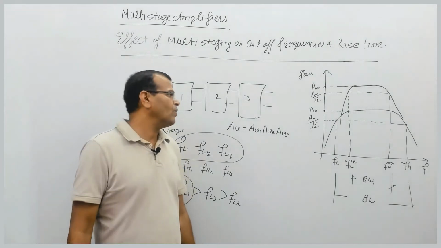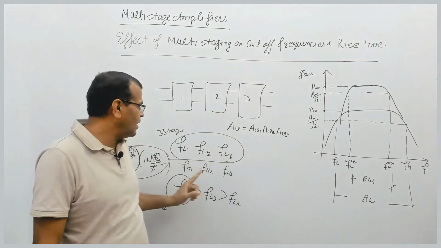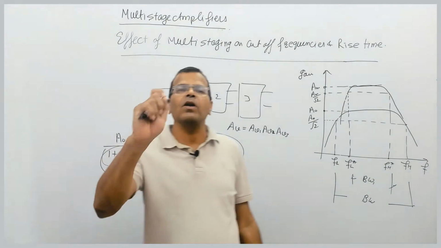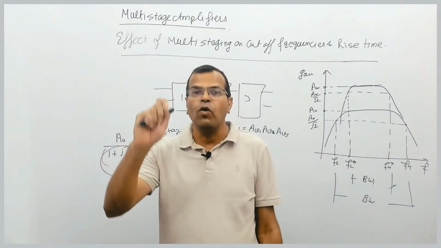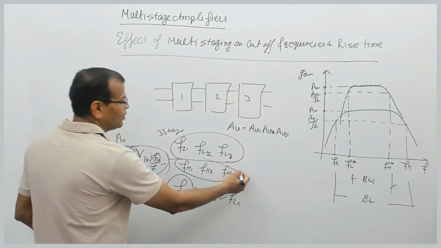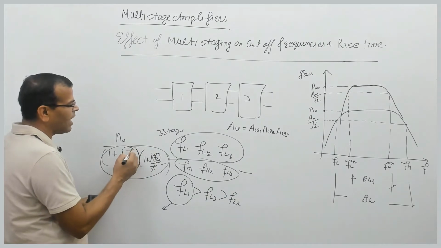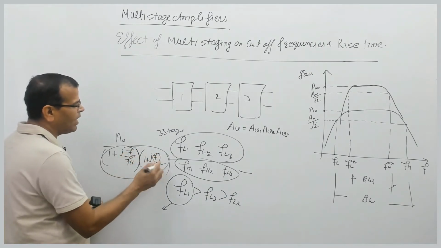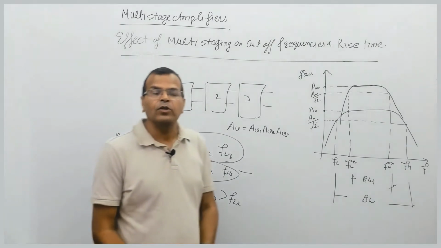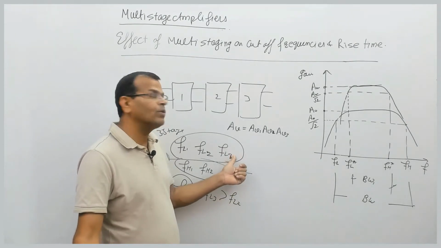In case of upper cutoff frequency, it is reverse. Reverse means the smallest among all these 3 is the overall upper cutoff frequency of the amplifier, and these are also poles. But in the frequency response, what do we get? How do we get it? F by FX2. Fine. So these also represent poles. These are poles at high frequencies, these are poles at low frequency.